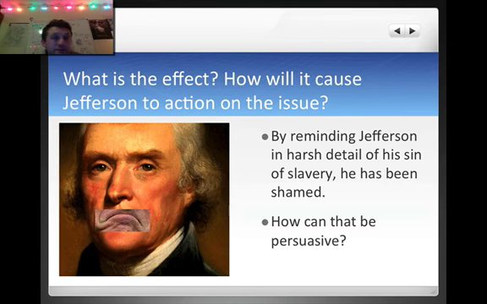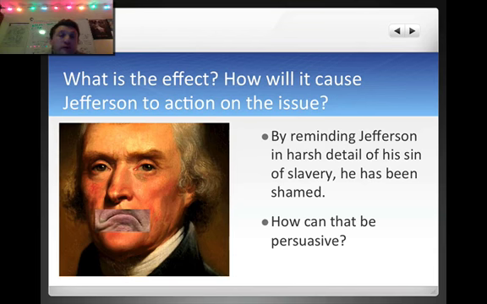And it's interesting. Sometimes good rhetoric can be puzzling because how on earth would you get someone to agree with you and take a stand on an issue important to you by shaming them? We are reminding Jefferson in harsh detail of his sin of slavery, and he has been shamed. And one of the things you might be wondering right now is, how can that be persuasive?